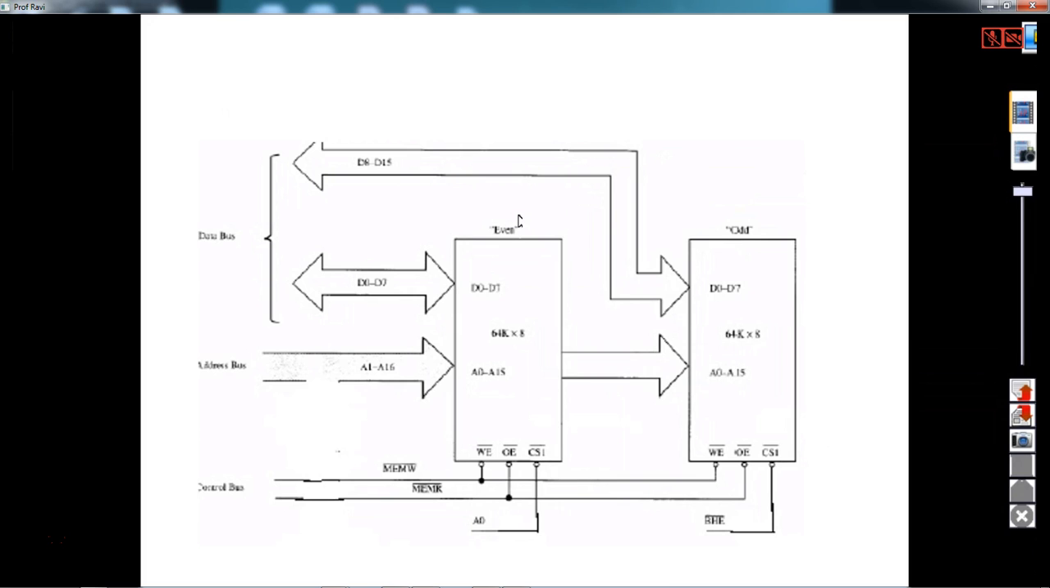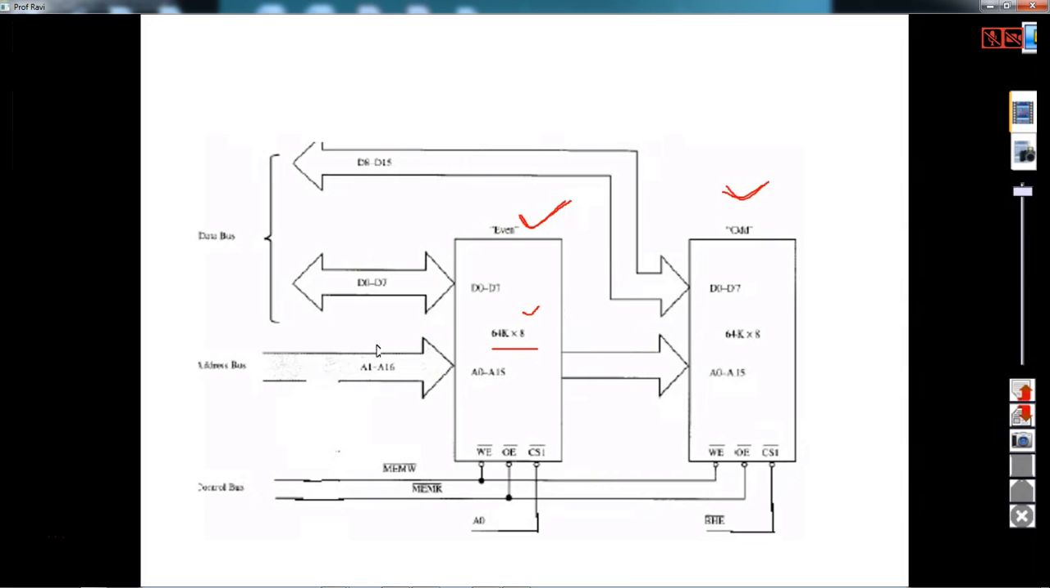Now you try to see, here you have a memory, here you have a memory, and this is even bank, this is odd bank. So now if you try to see, this memory needs to be interfaced to your 8086. This memory is of 64K by 8. In your lab also, I think 64K or 128K RAM slots are available.